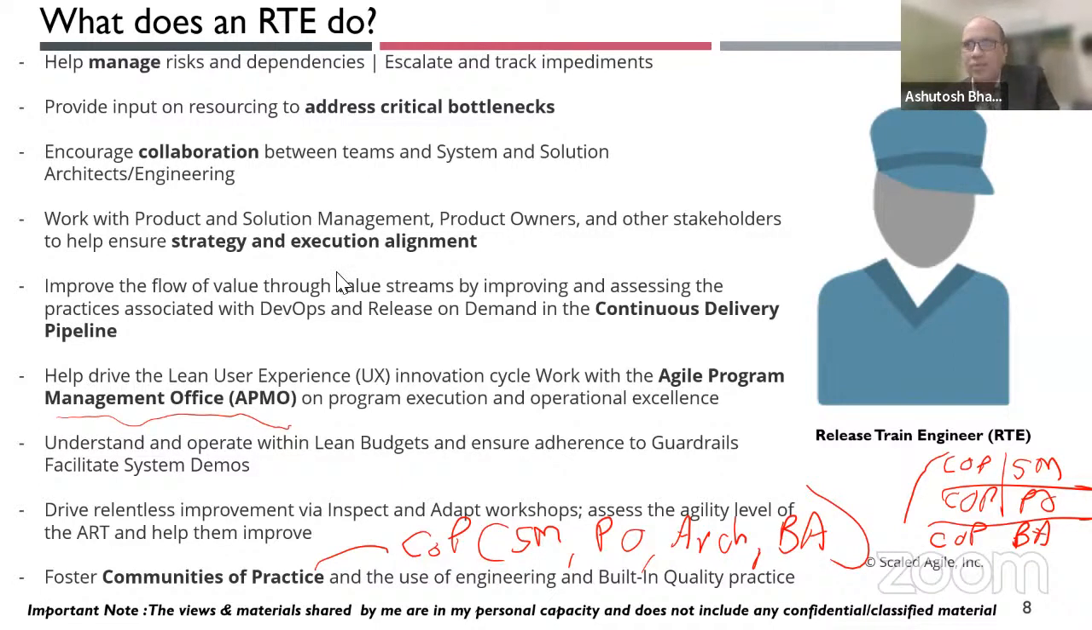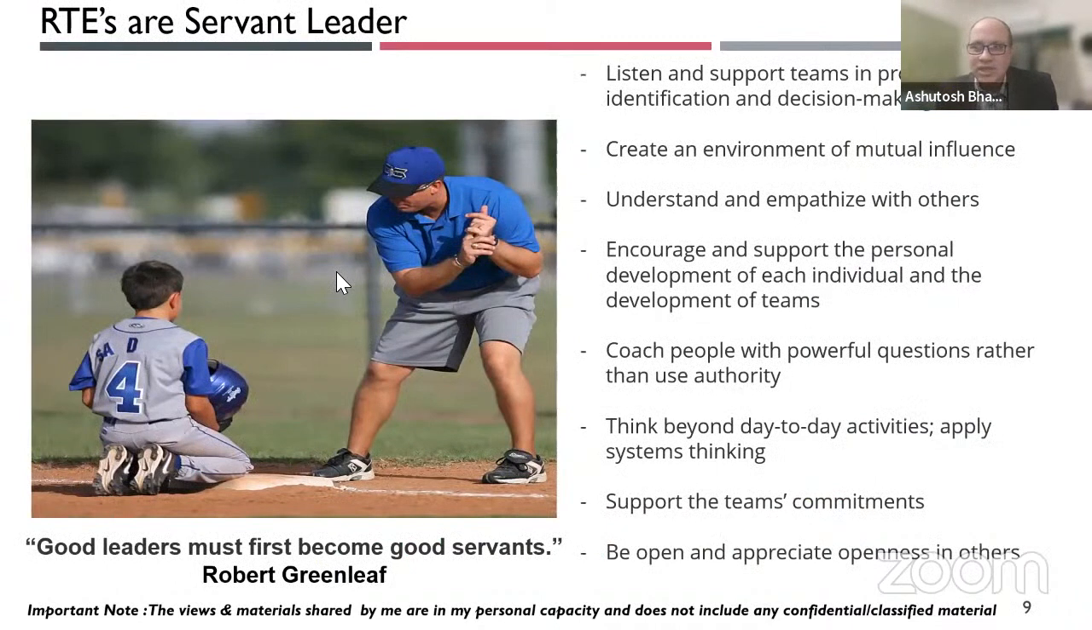Moving ahead. As we discussed earlier, RTEs are servant leaders. And what is the definition of a servant leader? Robert Greenleaf, as I said, is the person who crafted this definition in 1970. So this is not a new definition. Robert Greenleaf first crafted it, where he said, good leaders must first become good servants. Now, there is a slight dichotomy here, a slight paradox.